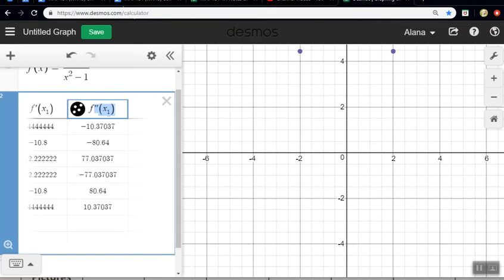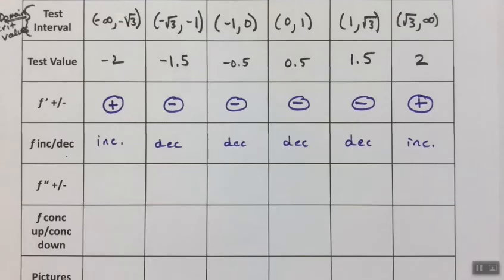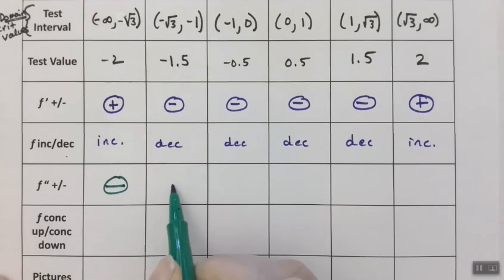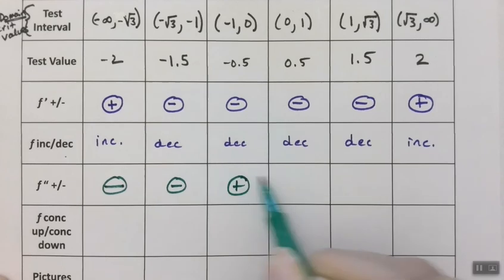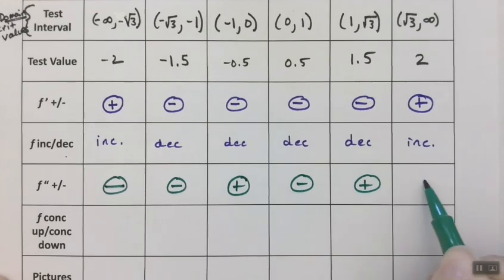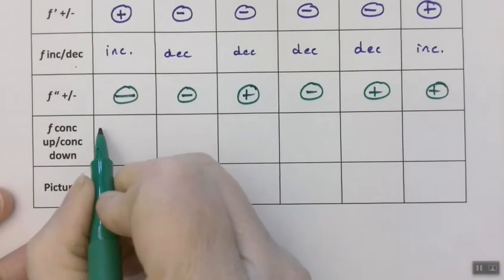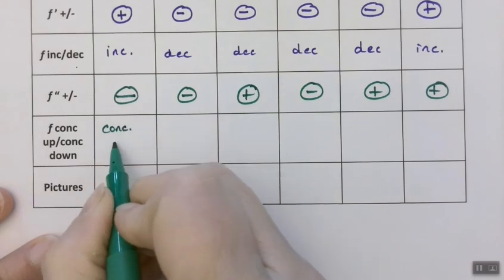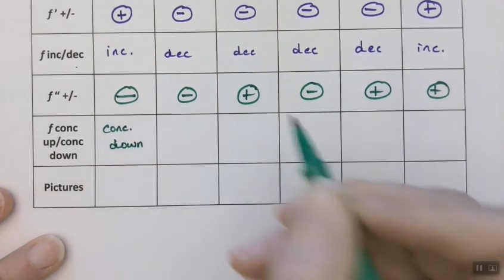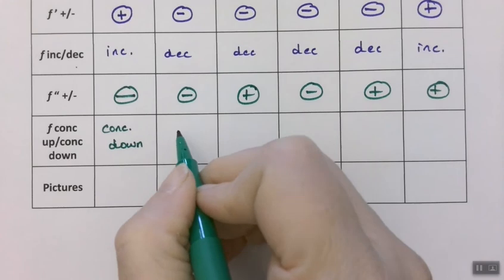Right? So I'm going to go put those into my chart. So at negative, negative, positive, negative, positive, positive. That means that it's concave down. And then this would be concave down.